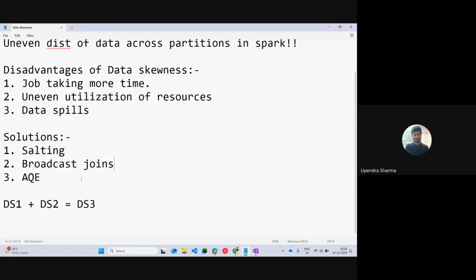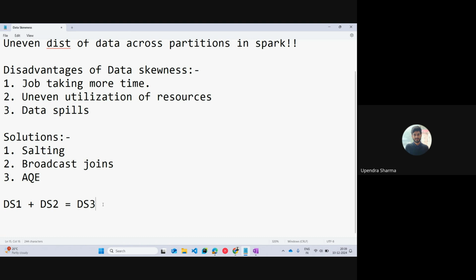The second advantage of having AQE, apart from the first one I mentioned, which was that it dynamically coalesces the shuffle partitions, is that it dynamically switches the joining strategy. Basically, it does broadcast joins. If we are joining these 2 datasets, it will decide what kind of join we should perform, and it will dynamically switch between joining strategies to best suit our requirement. And third, as we have already discussed, it will optimize join skews. Basically, it will implement sorting and broadcast joins, and optimize join skew. So these were the solutions.